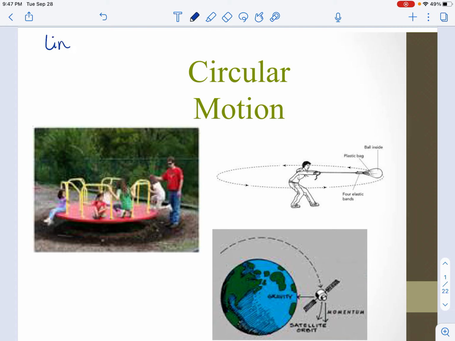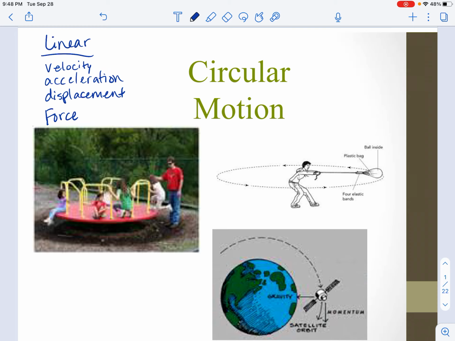So linear properties, or linear meaning along a straight line, these are going to be things like our linear velocity that we've talked about before, acceleration, displacement, and force. These are all variables that we've discussed in the past that are linear variables, and we are actually going to continue using these terms throughout this chapter as well.